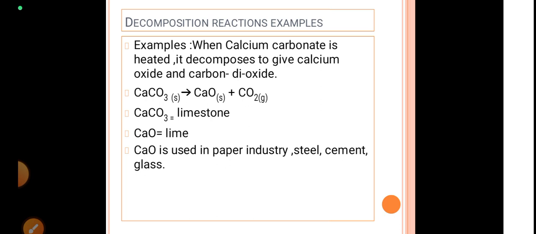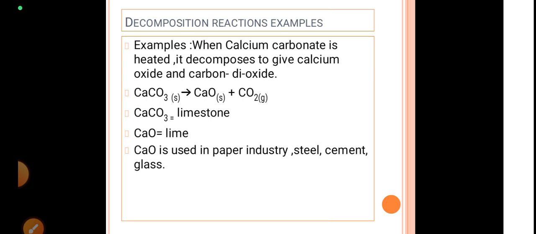Calcium carbonate is also called limestone. So most of the time in the 10th standard examination question paper, they do not specify the molecular formula. They will only sometimes give it as limestone. So we should understand limestone is calcium carbonate, molecular formula CaCO3. Similarly, when they ask lime, then it is going to be calcium oxide. So these two molecular formulas you have to remember.